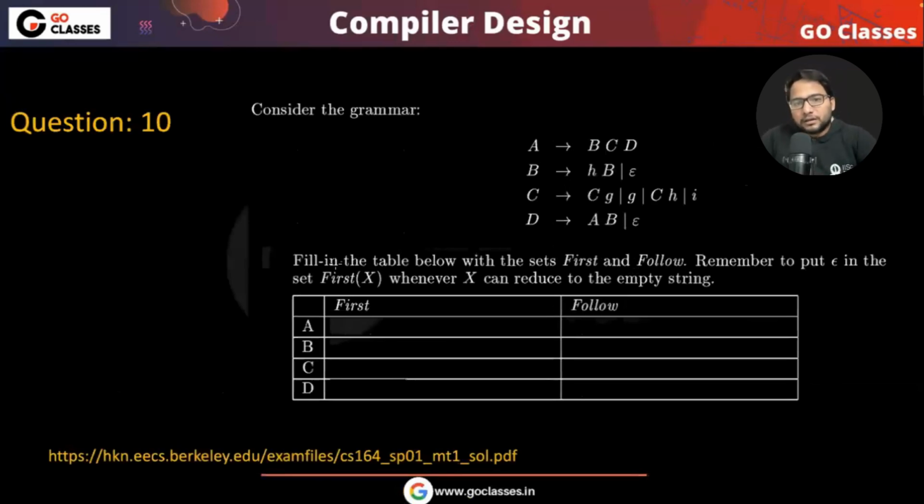Now again, they are saying to fill in this table, and for first and follow, remember to put epsilon in the first whenever X can reduce to the empty string. Can you also do this as a homework? Or should we do it now? Okay. Just do it as a homework, right? The answer is on the next page. So that's why I'm giving it to you as a homework, so that you also get good practice.